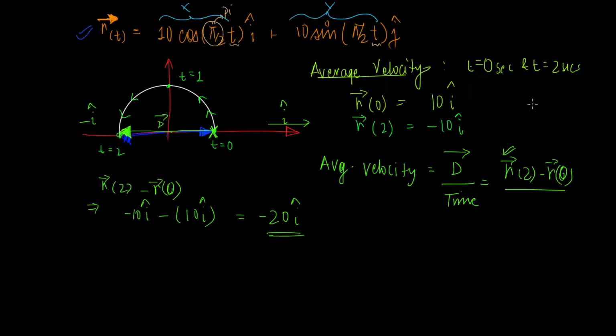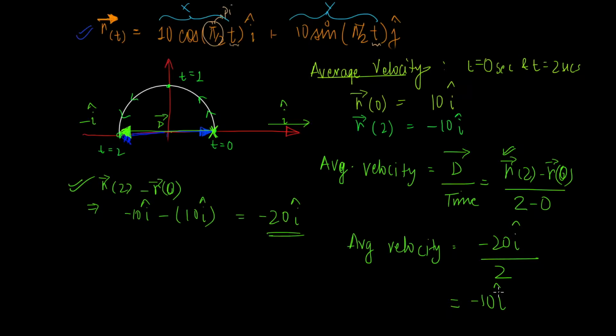What about the time? Well, the time would be the difference in time at which we are considering the motion. So that's at 0 and 2. The difference between 2 seconds and 0 seconds is 2 minus 0, or 2. Therefore, the average velocity between those two time intervals comes out to be negative 20 i cap from the numerator, that's what we evaluated there, divided by 2. Hence, it comes out to be negative 10 i cap. This is the average velocity.